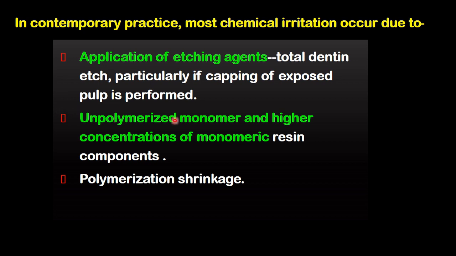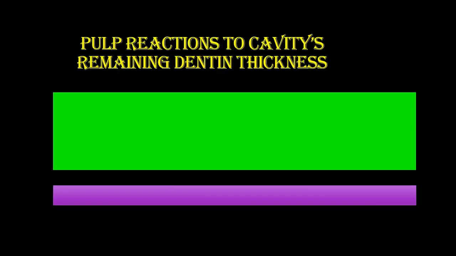Next factor is the unpolymerized monomer and higher concentration of the monomeric resin component. These unpolymerized monomeric components were shown to exert an inhibitory effect on the T lymphocytes in spleens, and on macrophages and monocytes, and also these materials can directly leach into dentin and cause irritation to the pulpal tissue. And the last factor is the polymerization shrinkage, which is inherent in the composite resin, and this may lead to secondary caries, and that can result in post-operative sensitivity.